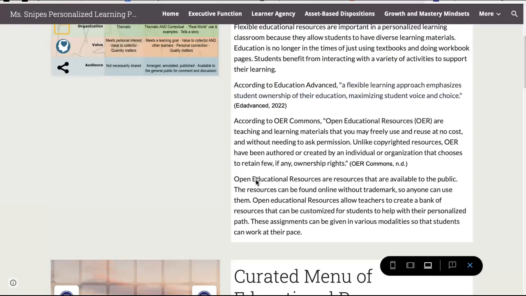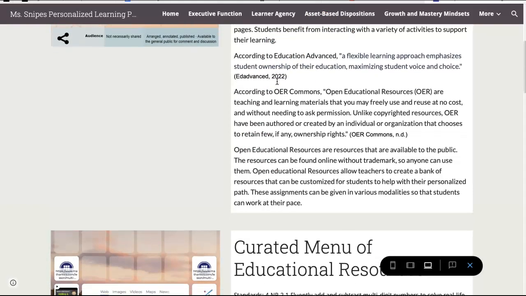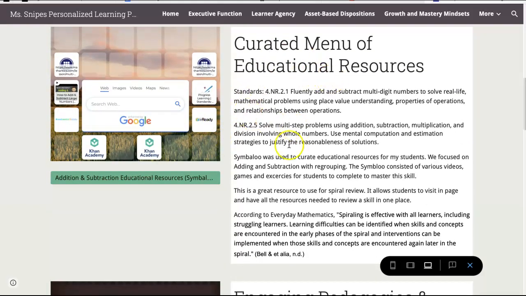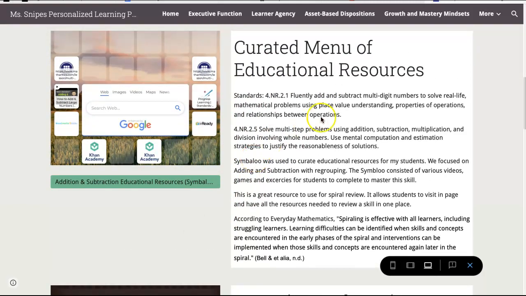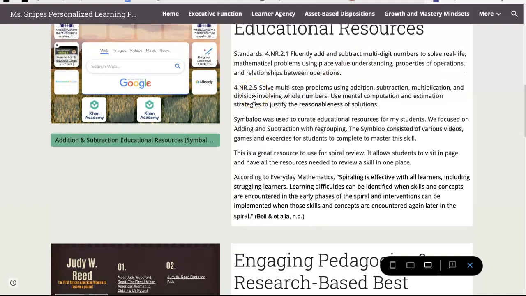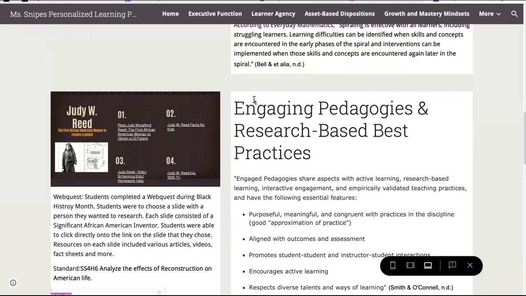Education is no longer in the times of just using textbooks and doing workbook pages, and students really benefit from interacting with a variety of activities to support their learning. While using this, I was able to create a menu of educational resources that students could go to in order to support their learning of a specific topic. For this specific lesson, it was about fluently adding and subtracting multi-digit numbers to solve real-life math problems and solving multi-step problems using addition and subtraction.